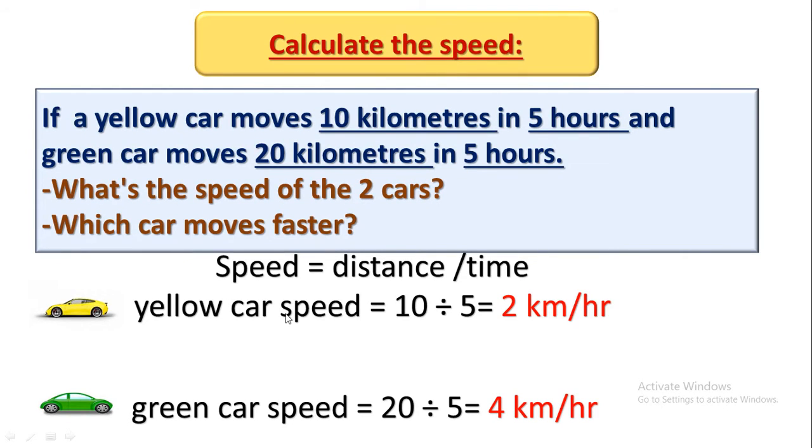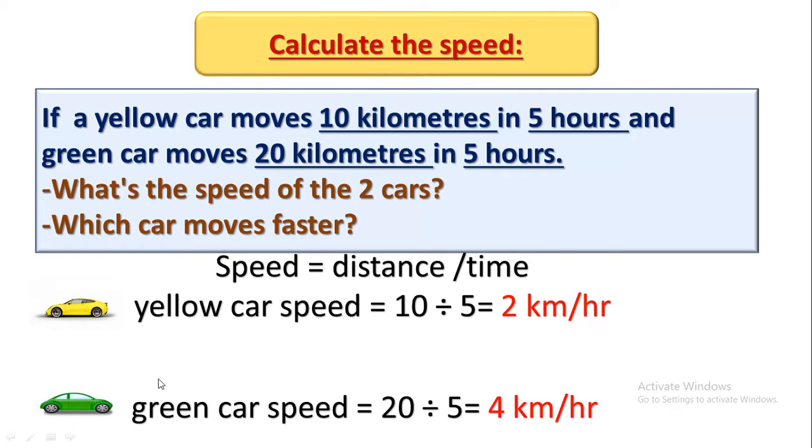Let's start with the speed of the yellow car. How much distance did the yellow car move? 10 kilometers, divided by the time. How much time? 5 hours. So 10 divided by 5 equals 2. Just 2? No, what is the unit? Kilometers per hour. So the yellow car speed equals 2 kilometers per hour.